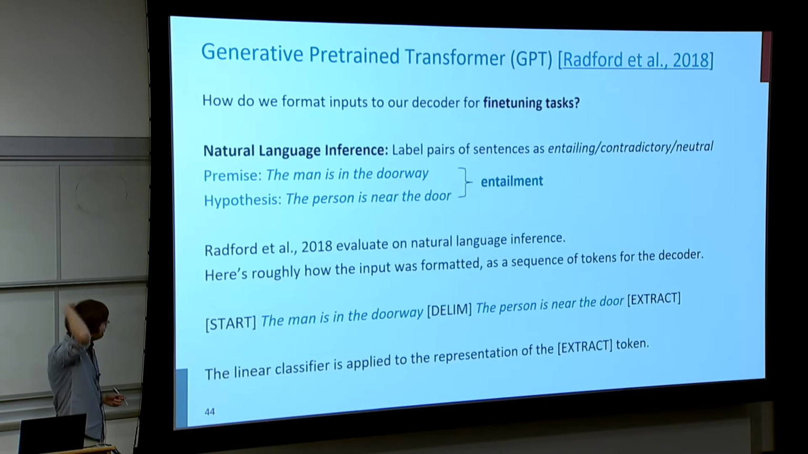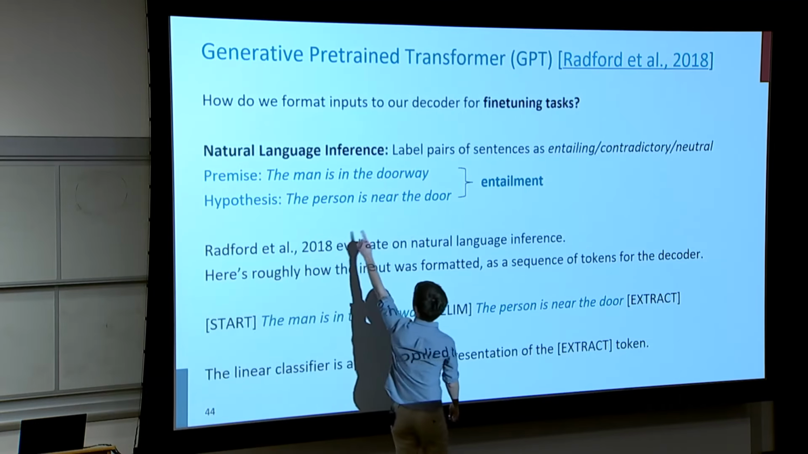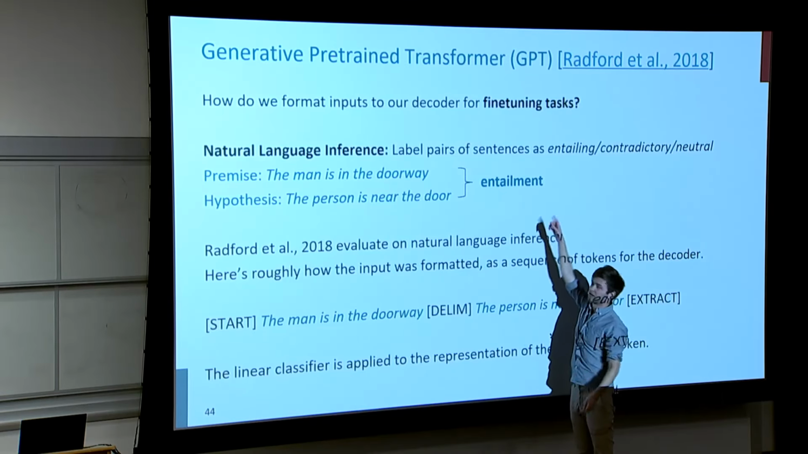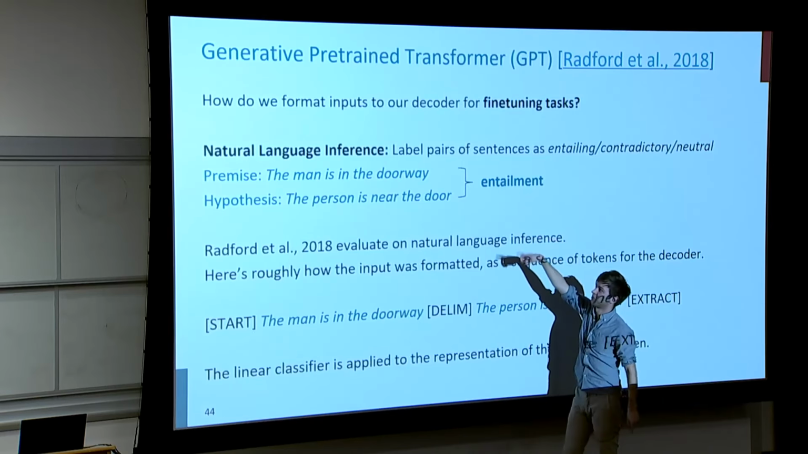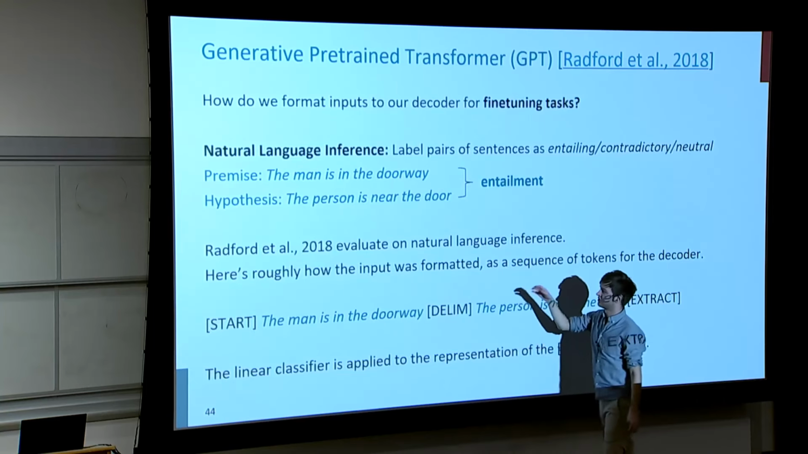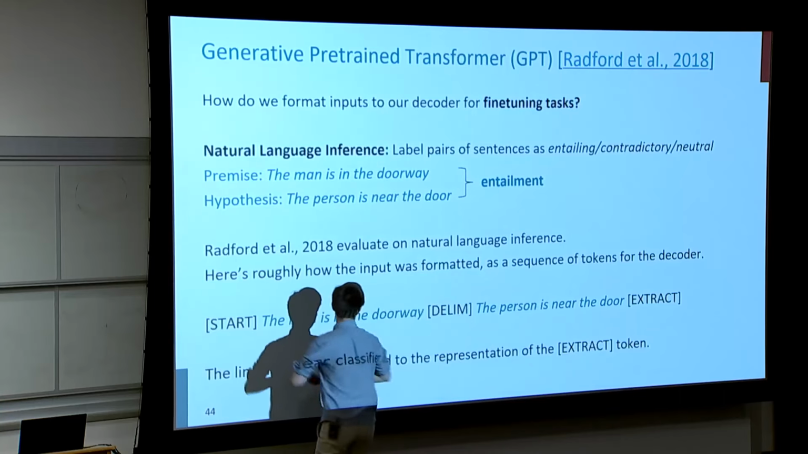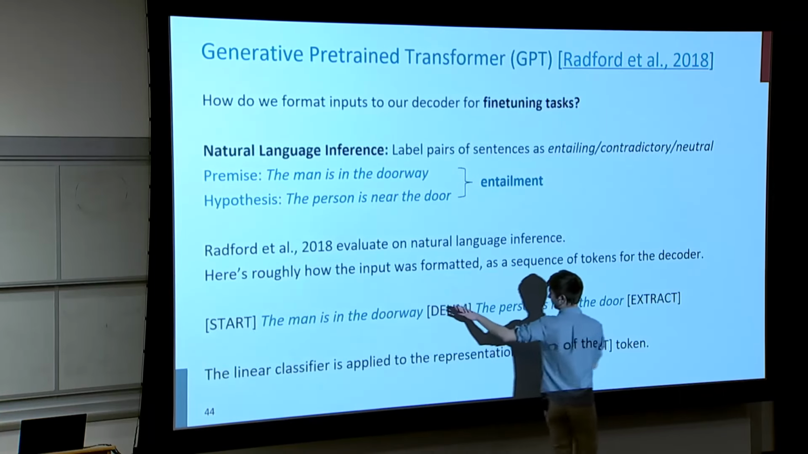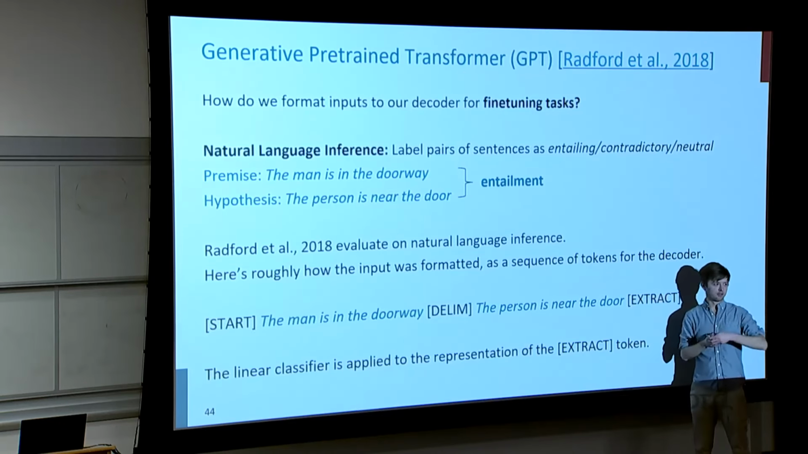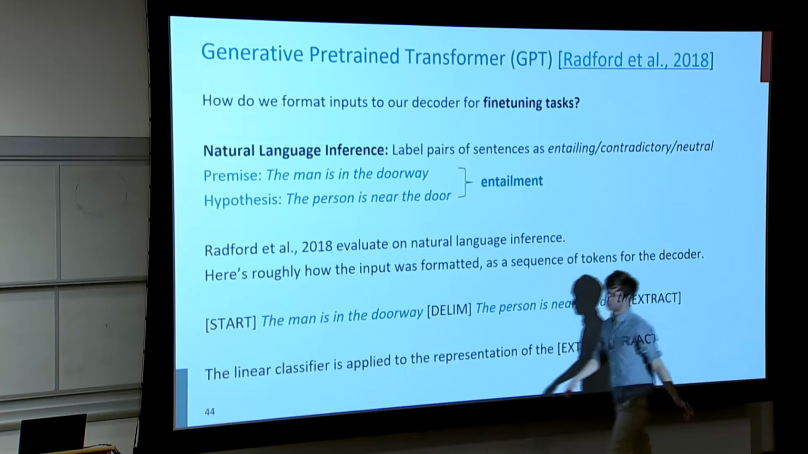So if we wanted to do something like natural language inference, which says, take these pairs of sentences, the man is in the doorway, the person is near the door, and say whether one entails the other, that the premise entails the hypothesis, that I can believe the hypothesis if I believe the premise, I'd just concatenate them together. So give it a start token, pass in one sentence, pass in some delimiter token, pass in the other, and then predict yes, no, entailment, not entailment. Fine-tuning GPT on this, it worked really well.